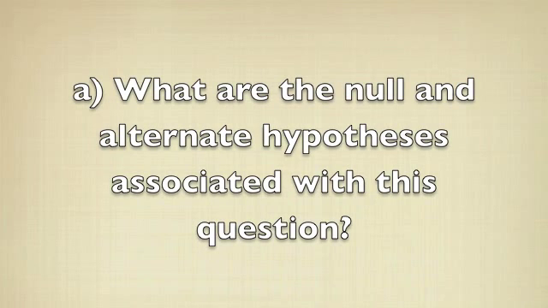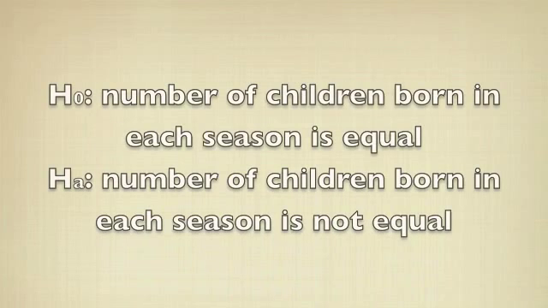Part A asks us, what are the null and alternate hypotheses associated with this question? The null hypothesis is that the number of children born in each season is equal, and the alternate hypothesis is that the number of children born in each season is not equal.